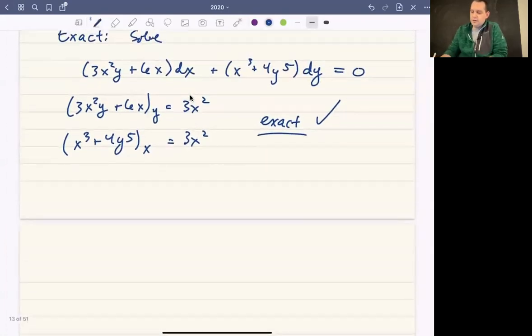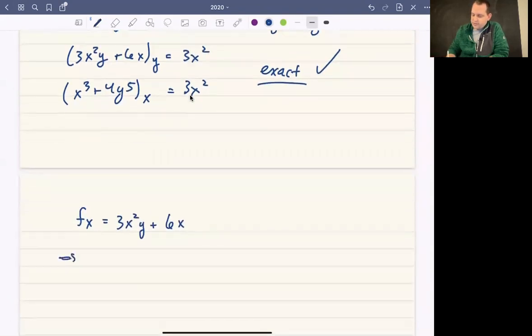So we know that this quantity, 3x squared y plus 6x, is going to be the partial derivative of f with respect to x, where f of x, y equals c is our solution to the differential equation. So f sub x is equal to this first part, 3x squared y plus 6x. If we integrate both sides with respect to x, this tells us that f of x, y is equal to x cubed y plus 3x squared plus g of y.